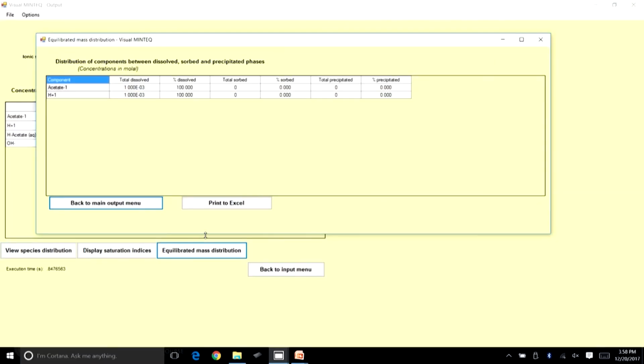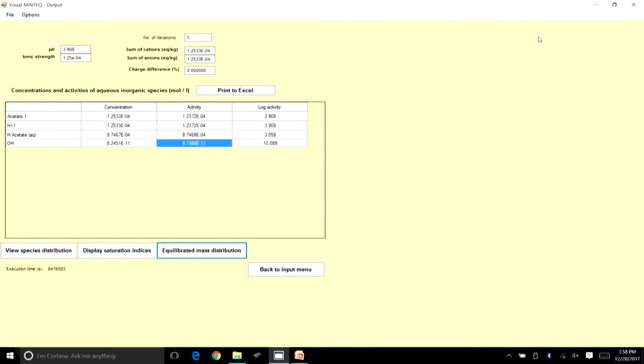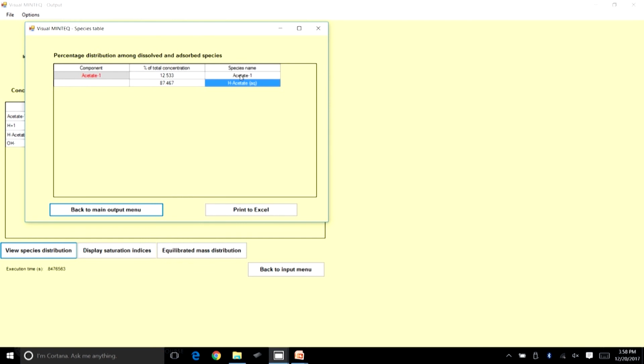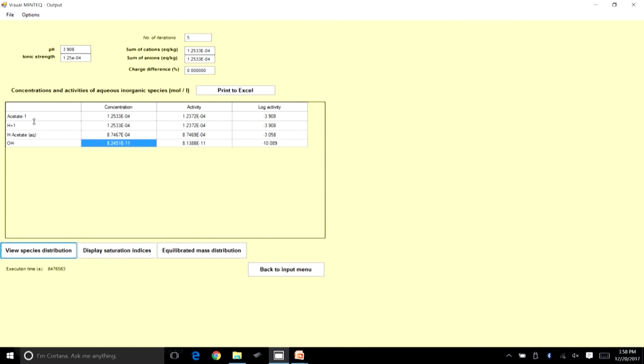Come back to here and you can look at equilibrated mass distribution, but it is not of great use in acid-base systems because everything is going to be in the dissolved form. So the take home message here is that you can get the concentration, you can get the pH, and you can also get the speciation and the relevant concentrations of all your species.